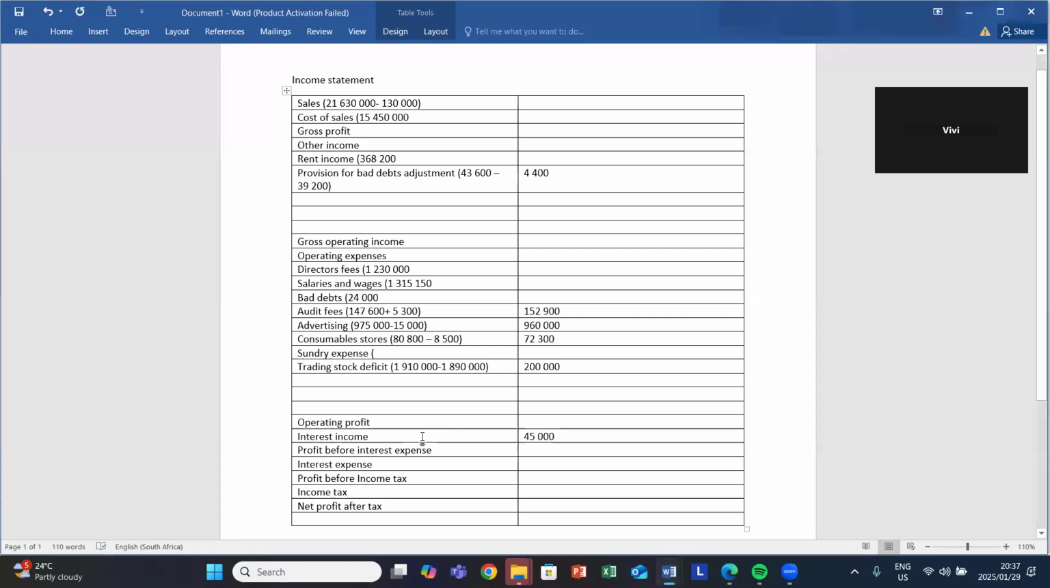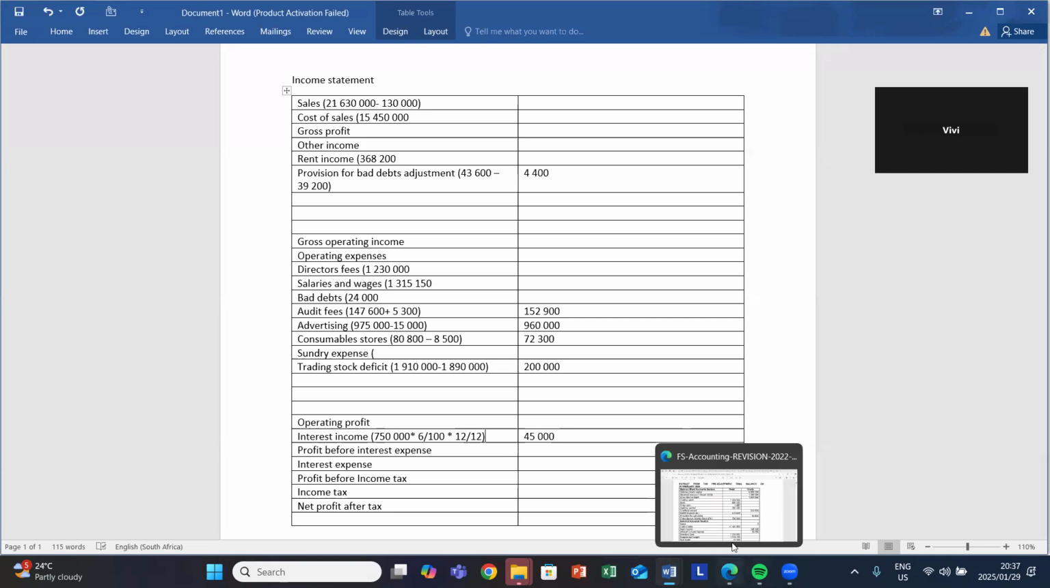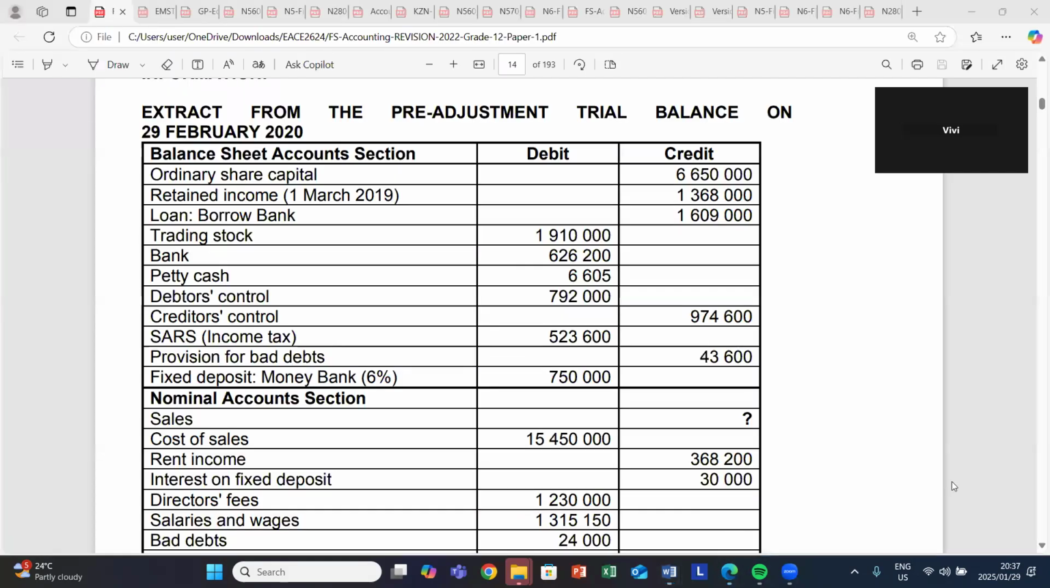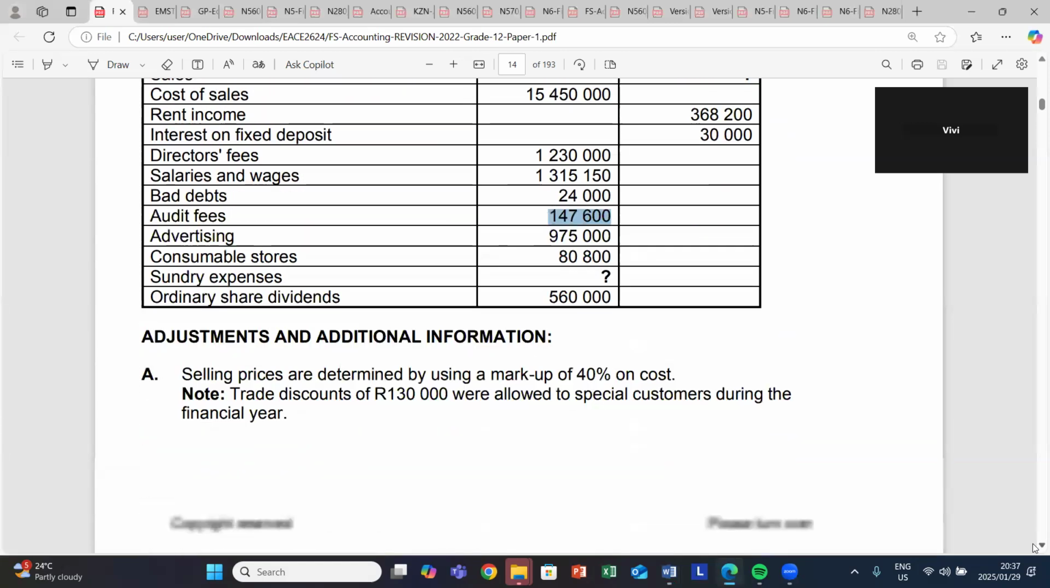You can maybe put the calculation in brackets: 750,000 times 6 over 100, and also times 12 divided by 12, and then that will be your interest income. Do you have questions with regards to it? Everything is clear. Okay, let's go to the other one.